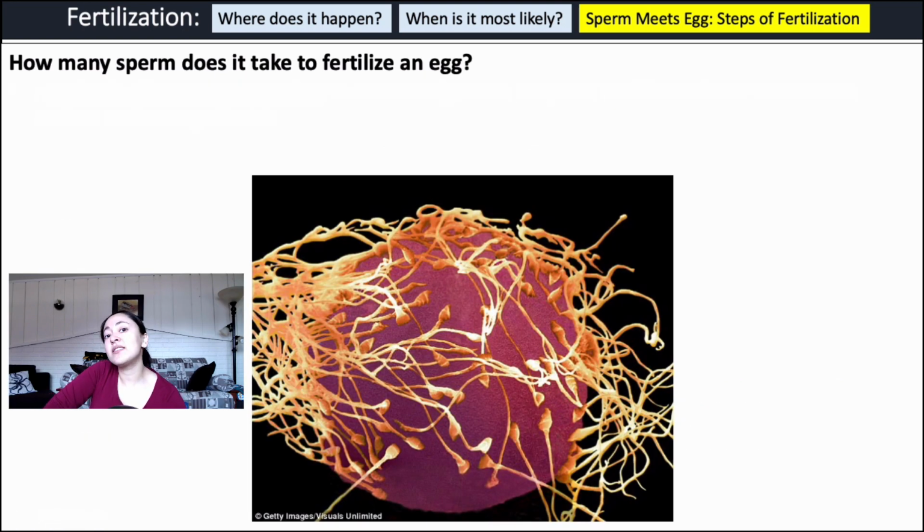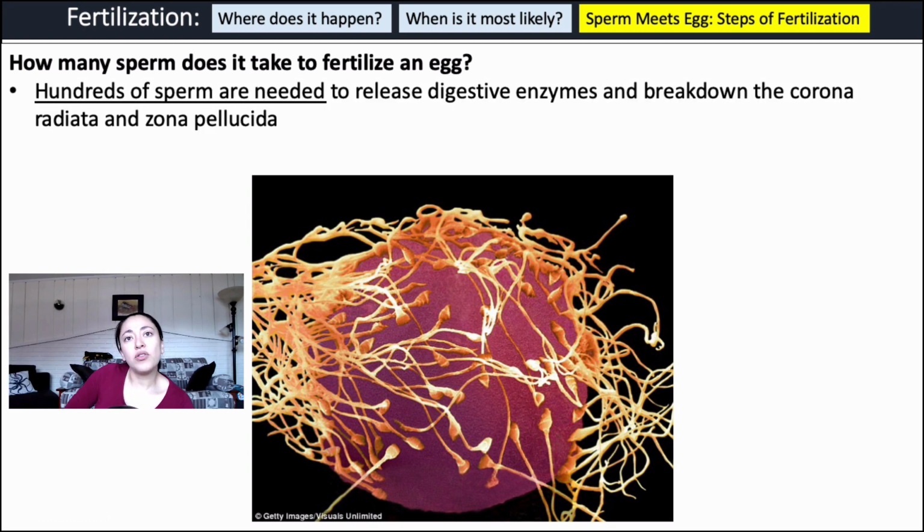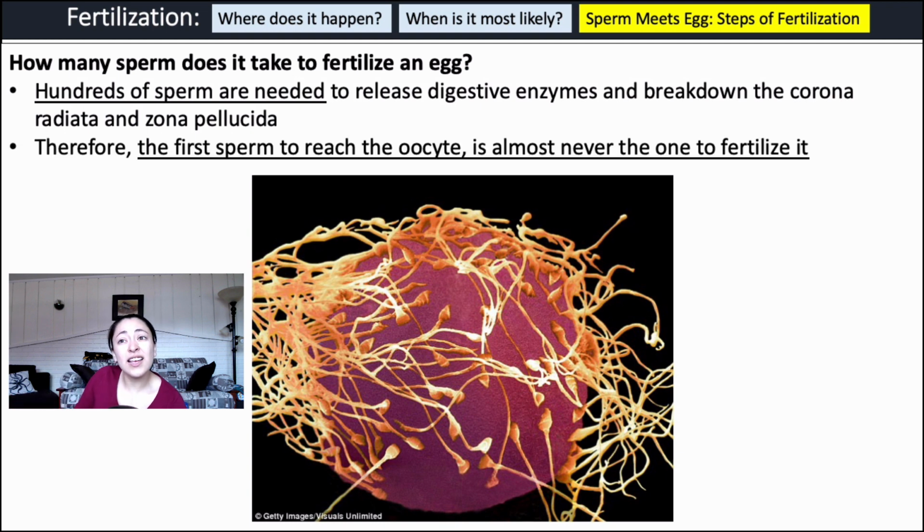So one common misconception that I hear is that it only takes one sperm to fertilize an egg, and this isn't necessarily true. If you think about it, hundreds of sperm are actually needed to release digestive enzymes and break down the corona radiata and zona pellucida. So the first sperm that actually reaches the oocyte is almost never the one that fertilizes it. Instead, all these sperm are fighting to get through and are helping to degrade the barriers around the egg, and then one of them will be the lucky one to actually penetrate the whole way through.